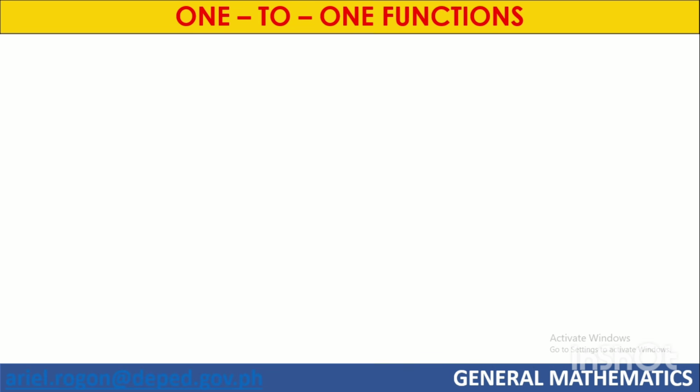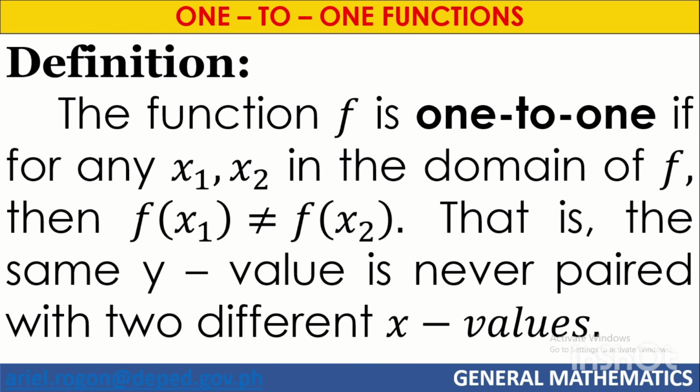And that is the definition of one-to-one. The function f is one-to-one if for any x sub 1, x sub 2 in the domain of the function, then f of x sub 1 is not equal to f of x sub 2. That is, the same y value is never paired with two different x values. So, tandaan natin yung definition na yon. The same y value is never paired with two different x values.